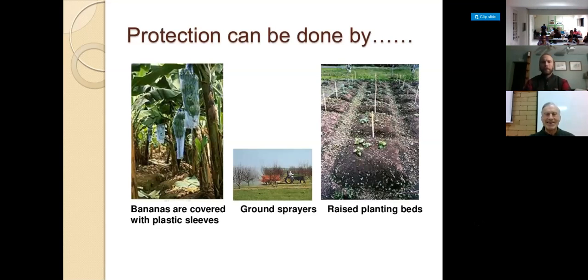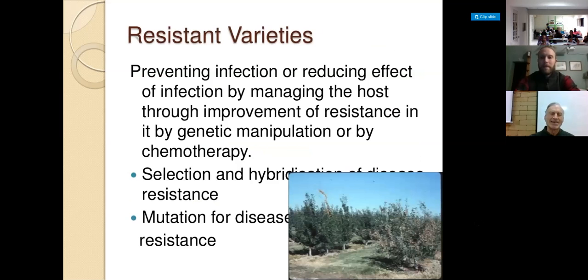Here's some other protection. Bananas are covered with plastic sleeves to protect them. Raised planting beds: by creating raised beds, it improves the drainage, and so the soil in the bed will be drier, and that can help protect the plants from disease, because there are some soil-borne diseases that require a lot of moisture.